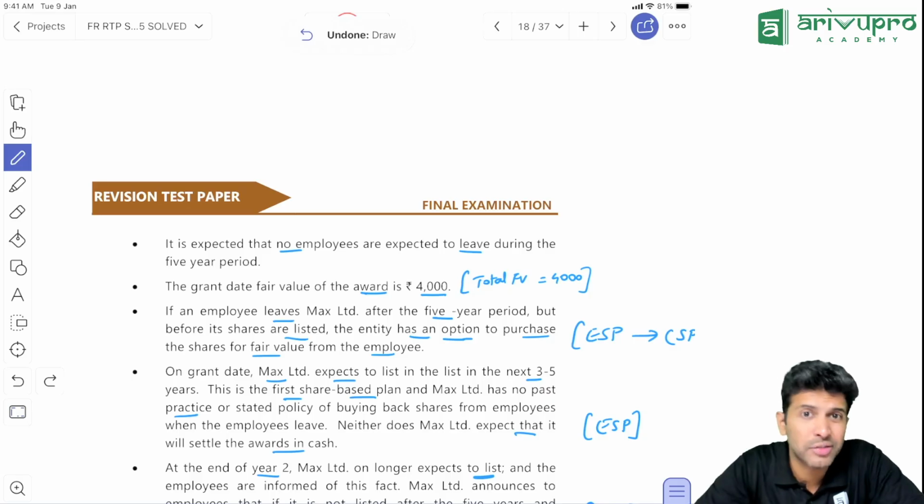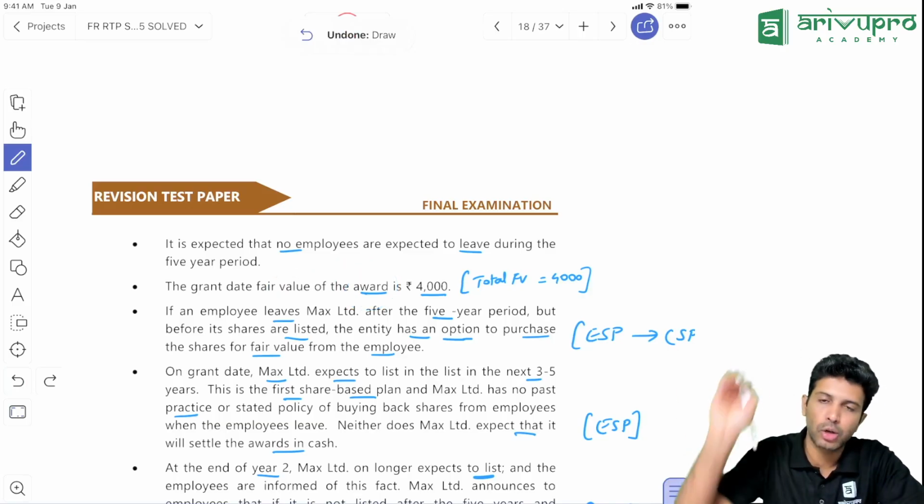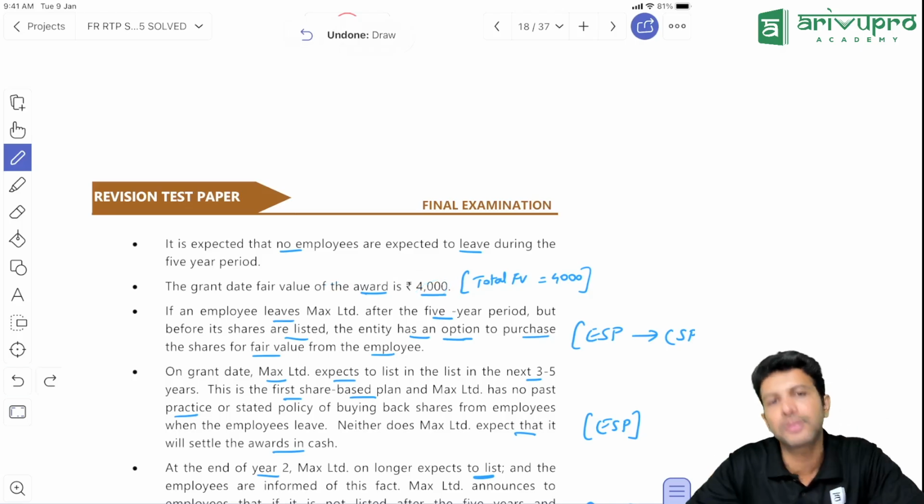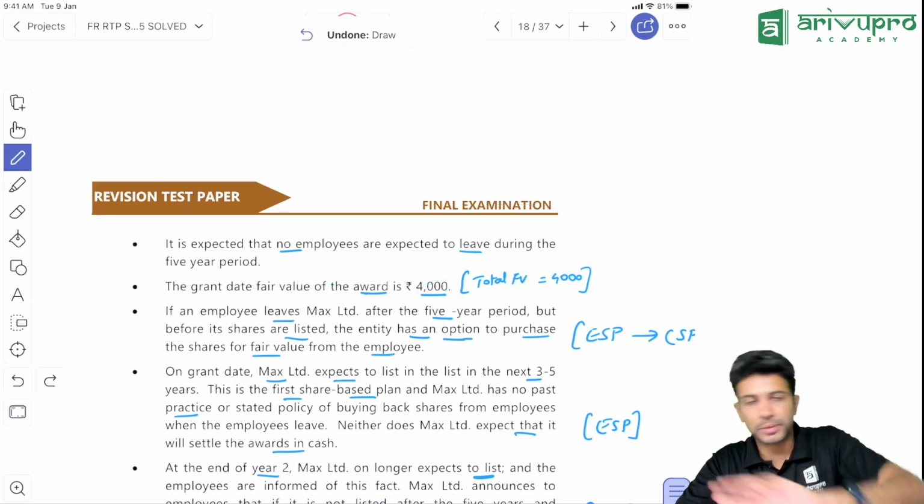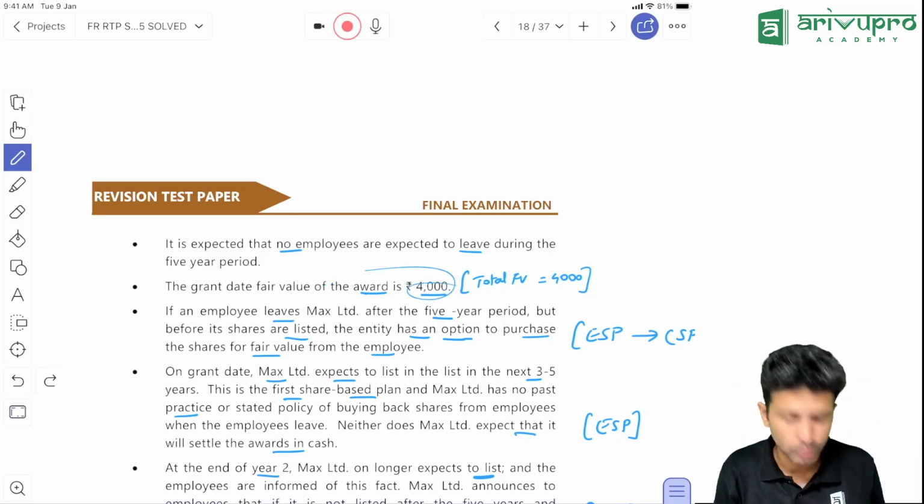Sir, they did not give the fair value of one option. They gave the grant date fair value of the award only. Award means total options. The fair value of the total options itself is 4,000. This is not the fair value of one option. This is the fair value of the award. Of all the options put together, the fair value is 4,000.